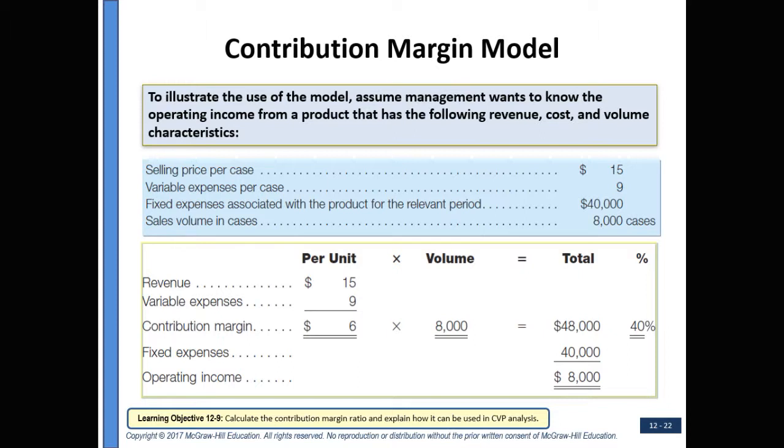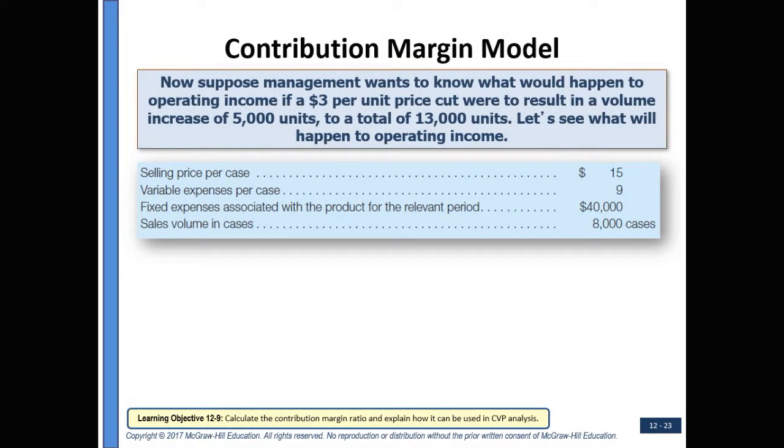Using this same logic, this same format, this basic equation model here, we can say, how about if management wanted to know what would happen to the operating income if a $3 per unit price cut were to result in a volume increase of 5,000 units. So advertising says, let's do a sale, and we expect we'll get an additional 5,000 units sold. So now we're going to have a total of 13,000 units. So what would happen to the operating income under this assumption?